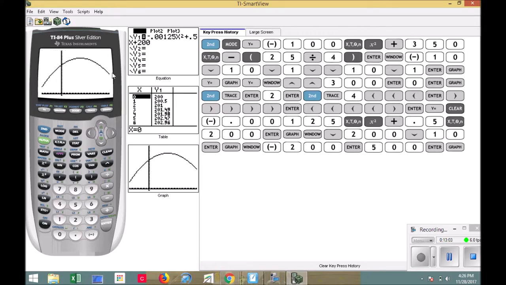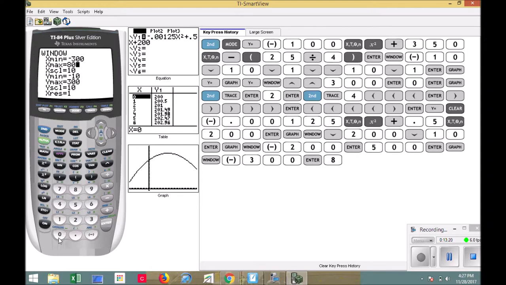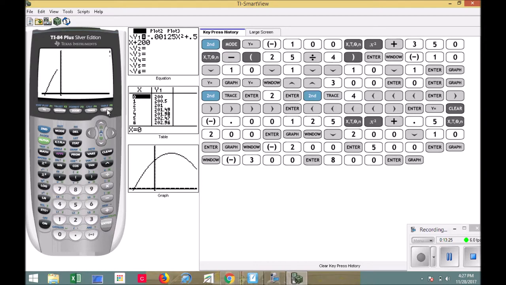Looking better, but I still can't see all of the parabola. So I'm going to make my X-min something a little bit smaller, my X-max something a little bit bigger. So maybe negative 300. And let's try 800. And now I'm going to graph it. Okay, that's looking about perfect. So again, I just kind of played around, adjusted till I can get the right picture. Now I see the full graph, so now I'm able to answer the questions.